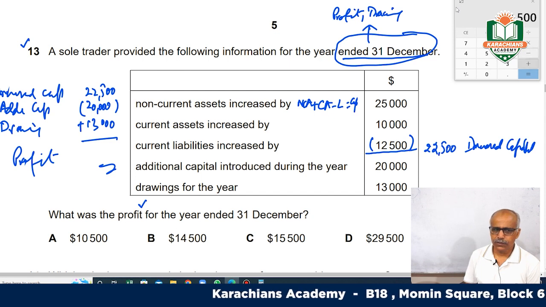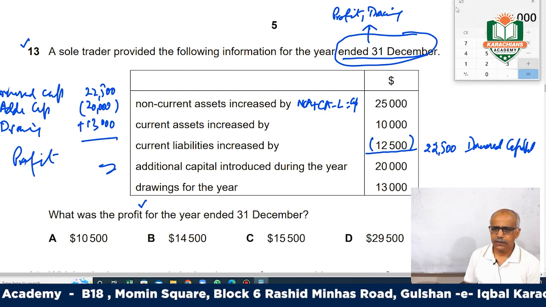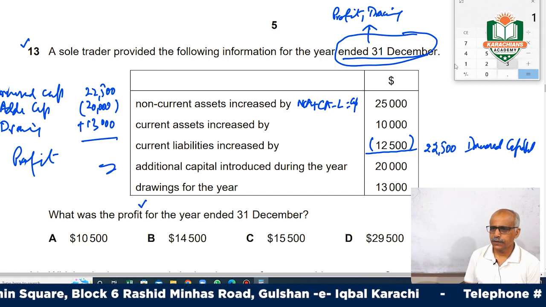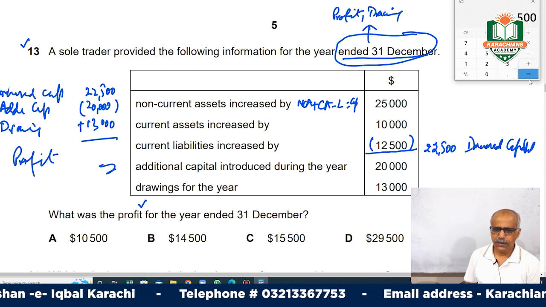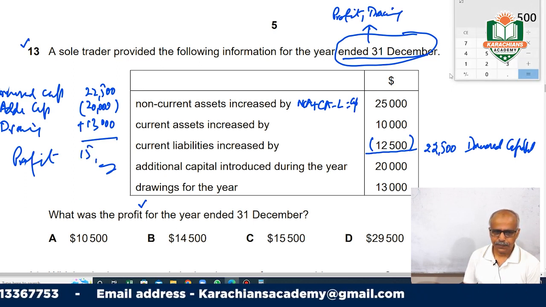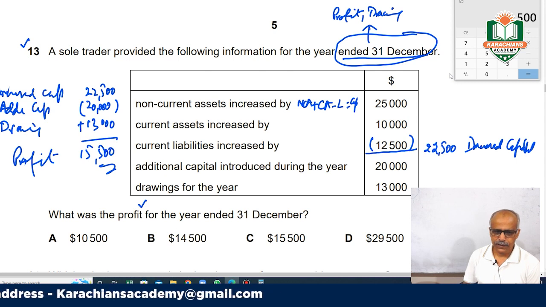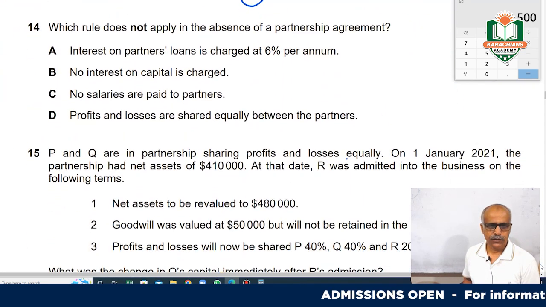You can do 22,500 minus 20,000 plus 13,000, which is 15,500, right? So C is your answer. So we have done question number 12 and 13. Move on to the next question, question 14.